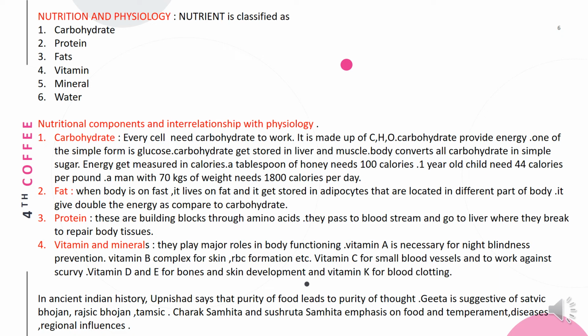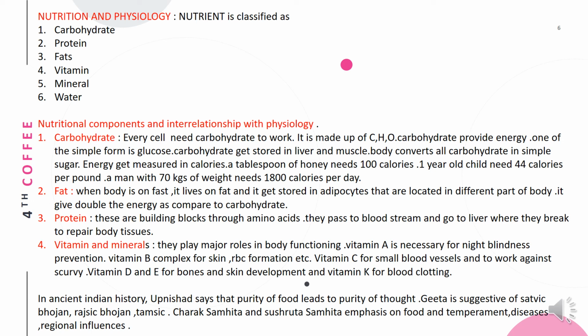Protein: these are the building blocks. Through amino acids, they pass into the bloodstream and go to the liver, where they break down to repair the body tissues. Vitamins and minerals play major roles in the body's functioning. Vitamin A is necessary for night blindness prevention, and vitamin B complex for RBC formation, vitamin C for small blood vessels to work against scurvy, vitamin D and E for bone and skin development, and vitamin K for blood clotting.